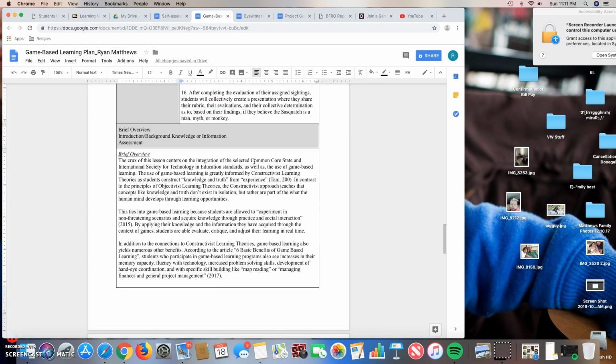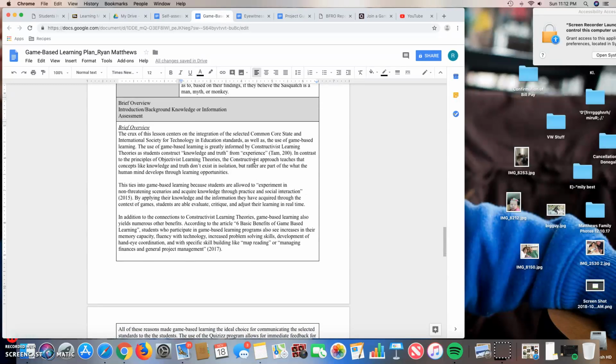So basically, this lesson was combining the Common Core state standards and the International Society for Technology in Education standards, as well as the use of a game-based learning program to give students a novel and engaging way to learn about analyzing argumentative writing. A lot of times argumentative writing is presented in the pro-con format, but this gives students a problem-based activity to work through to develop their evaluation skills and their comprehension of argumentative writing in a way that is engaging and more exciting for the students.